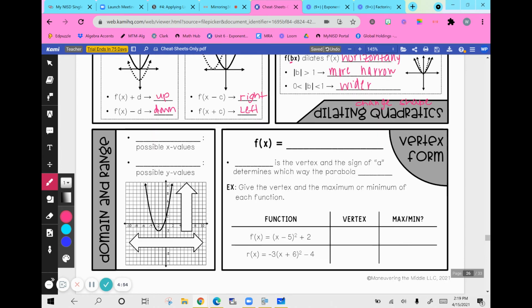Domain and range are what we're going to talk about now. So my x values are my domain, possible x values is my domain. Range is the possible y values. Domain we read from left to right. So this is domain here. And range we're going to read from bottom to top.